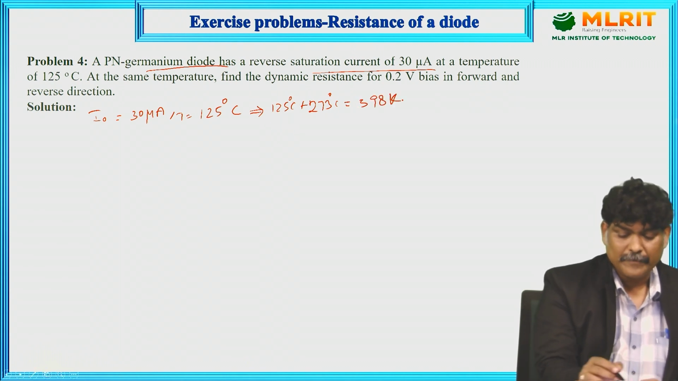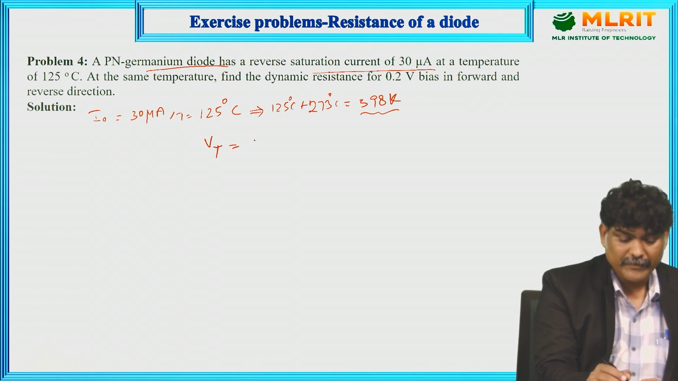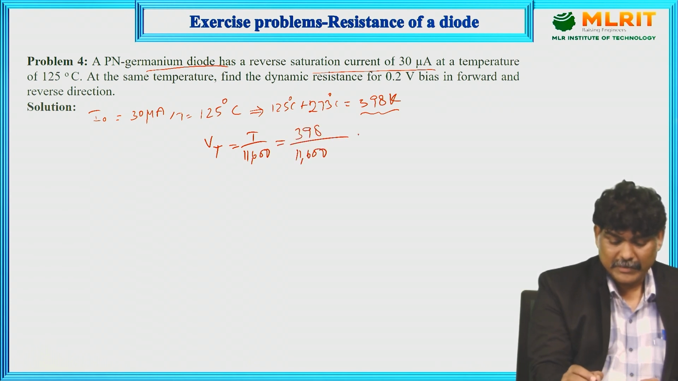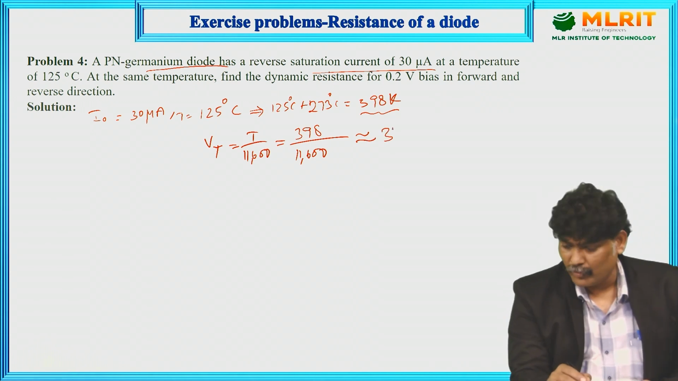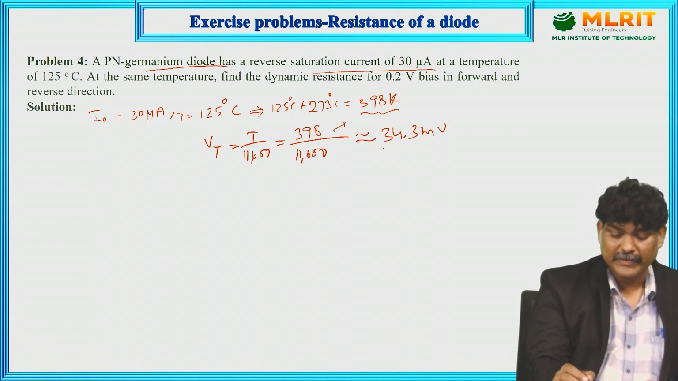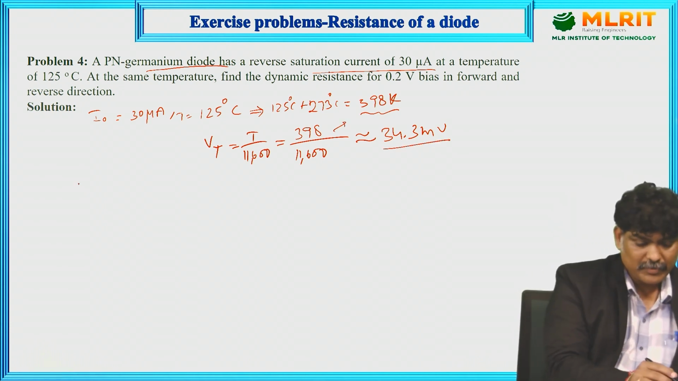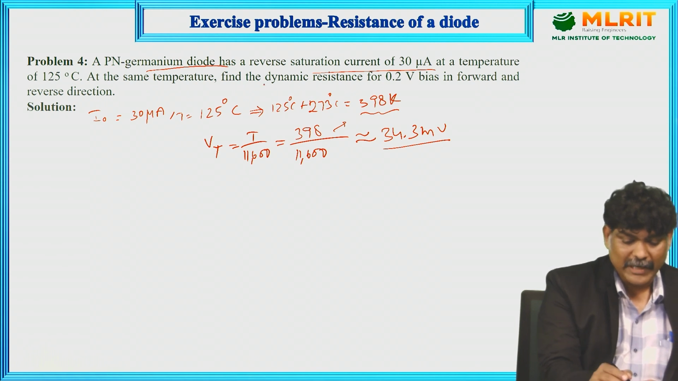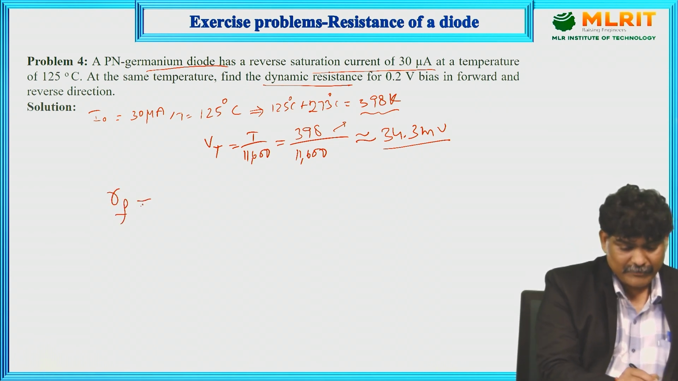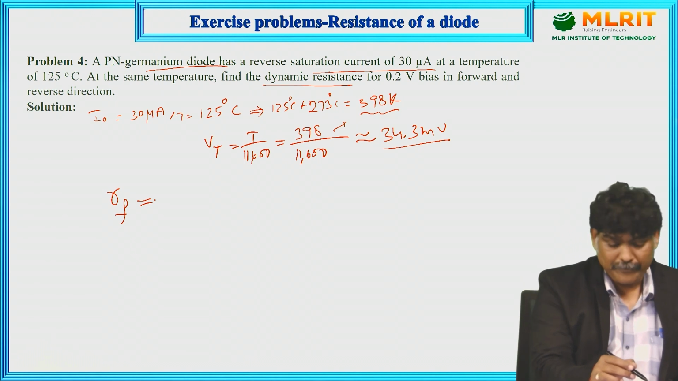Okay. So if you use this equation, Vt is equal to T by 11,600. So it will be 398 by 11,600, which is approximately equal to 34.3 millivolts. You can check this. So if you solve for this, you will get this value. And similarly, what do we have to calculate? The dynamic resistance at the same temperature. First you have to calculate the forward resistance, then we can also calculate the reverse resistance.